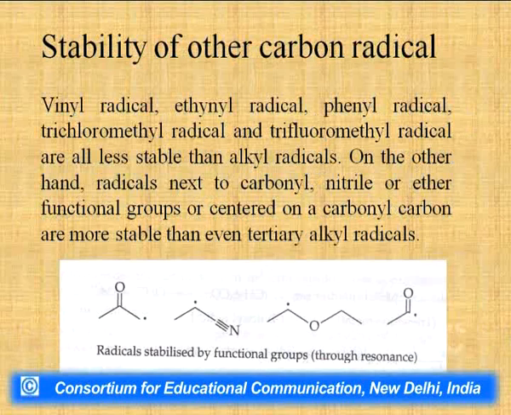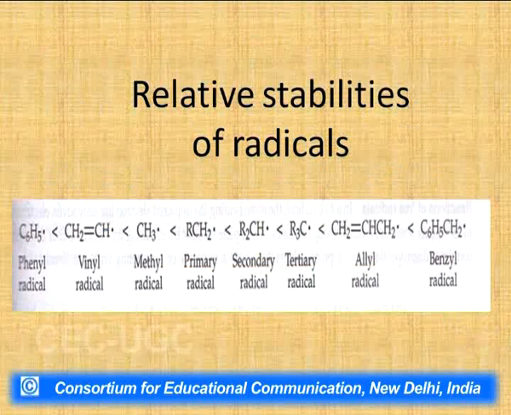Vinyl radical, ethynyl radical, phenyl radical, trichloromethyl radical, and trifluoromethyl radical are less stable than alkyl radicals. On the other hand, radicals next to a carbonyl, nitrile or other functional group are centered on a carbonyl carbon and are more stable. You can see in the figure that they are more stable, even than tertiary alkyl radicals: the carbonyl group, ether group and aldehydic group.